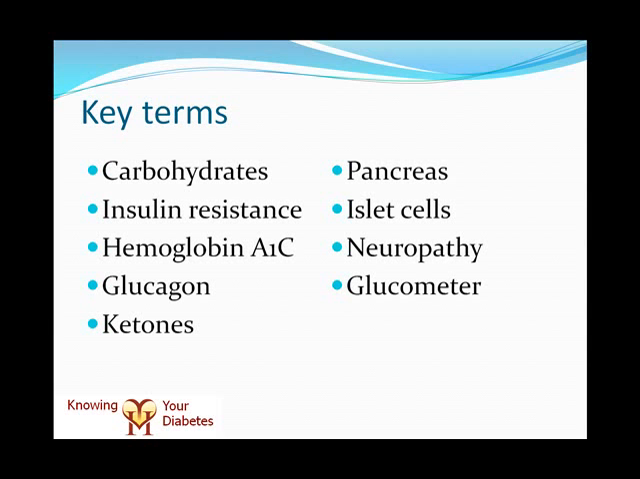The pancreas is the organ in your body that is charged with producing insulin. And the islet cells are the actual cells within the pancreas that are charged with that task. In the case of type 1 diabetes, for some reason these islet cells stop producing insulin. Neuropathies are nerve conditions that can occur in your hands and feet as well as in your eyes that can result in blindness as well as amputations. And then finally, a glucometer is the meter that we use to measure blood sugars. If you have diabetes, you should be checking your blood sugars on a regular basis.